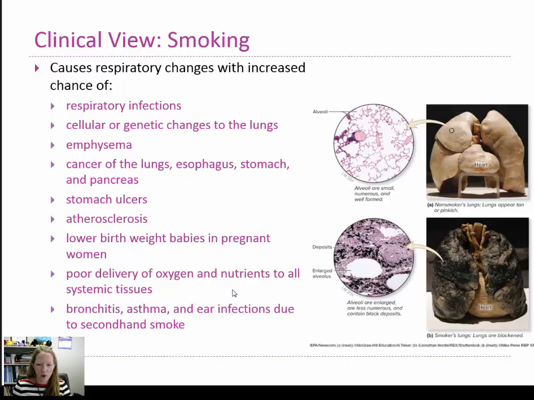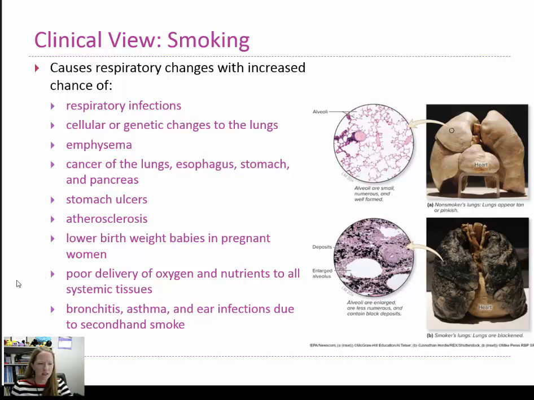If you think about smoking, you are taking in about 200 different chemicals into your body, and really they're going into your lungs. Carbon monoxide and nicotine are just a couple of those roughly 200. Lots of drastic and deleterious effects are going to happen from smoking. You're more prone to respiratory infections.